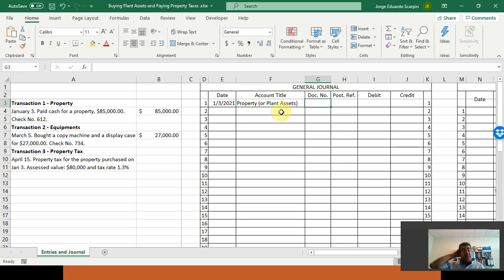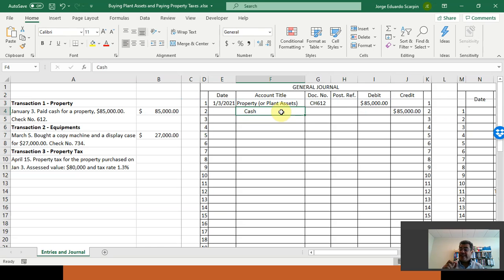It is a debit. Why? Because a property is an asset, plant assets, and when we increase our asset, we debit this asset. Check number 612, debit $85,000 and credit cash.